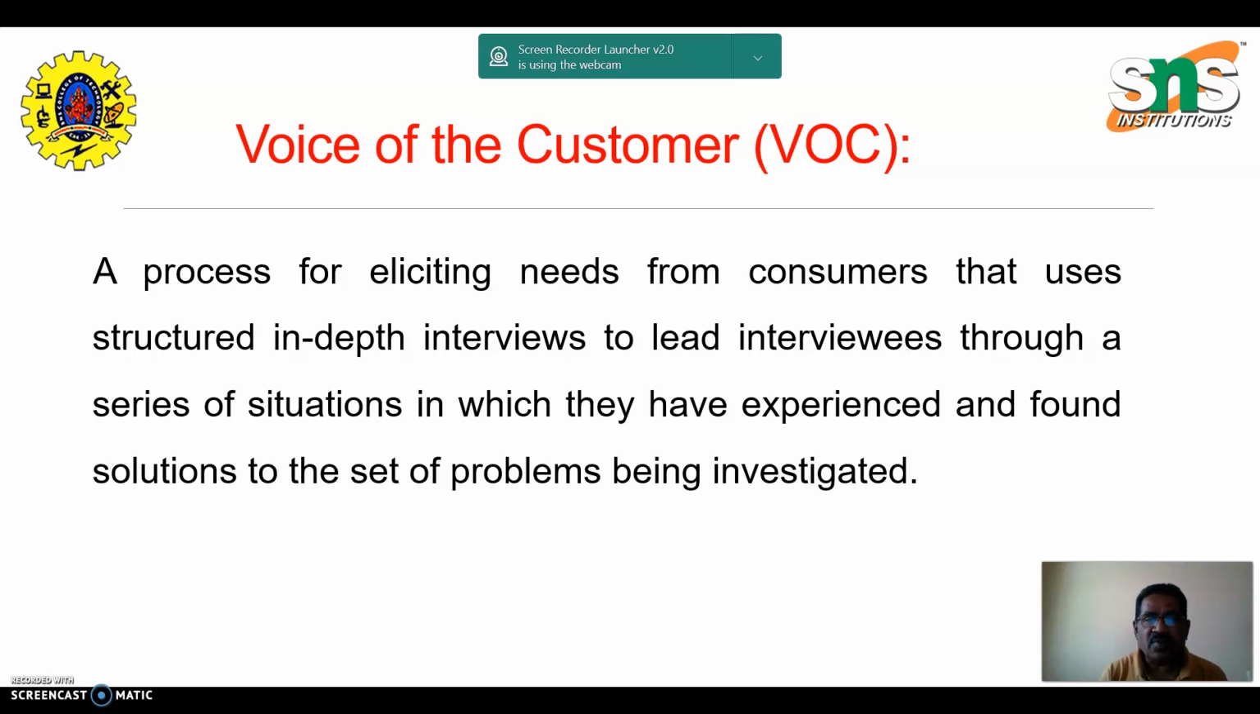It is a process for eliciting needs from consumers that uses structured in-depth interviews to lead interviewees through a series of situations in which they have experienced and found solutions to the set of problems being investigated. They have already had the problem, they must have felt the problem and tried out solutions, and it must have occurred to them that they require a solution for this. So that is what we would like to find out.